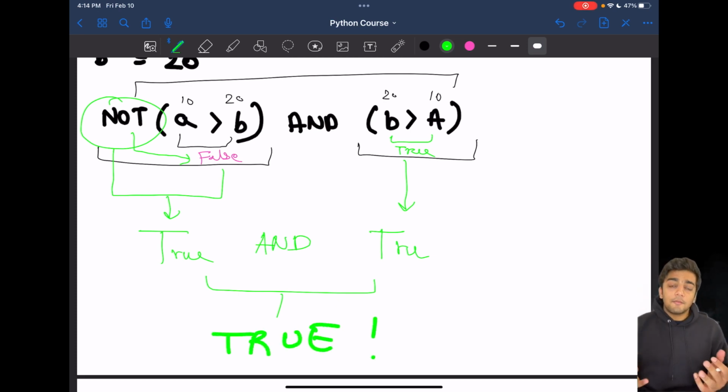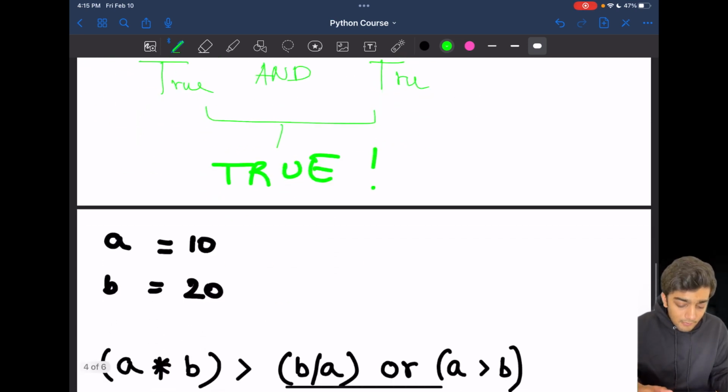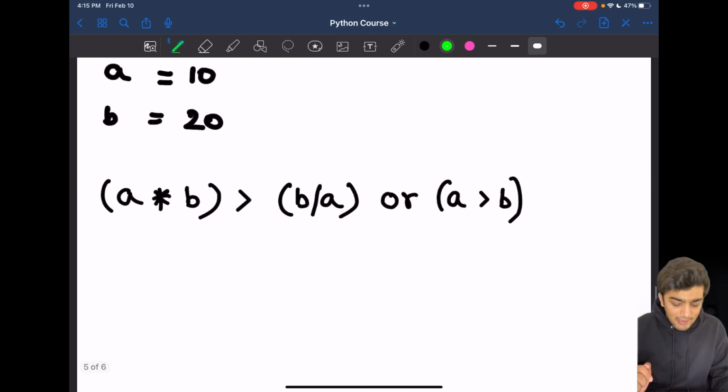So always remember that the not operator will always negate whatever it is succeeded with, right? So anything that comes after a not is always going to be negated. So not false would be true and not true would be false. Let's move on to the next example.